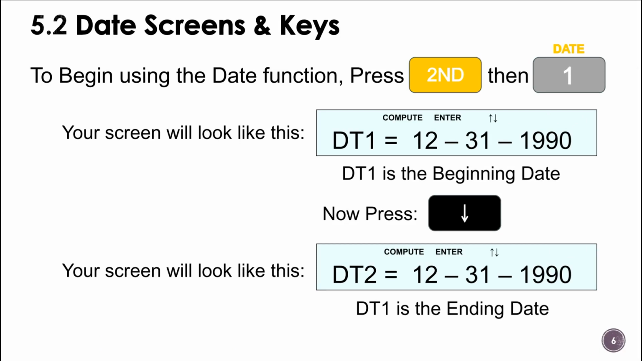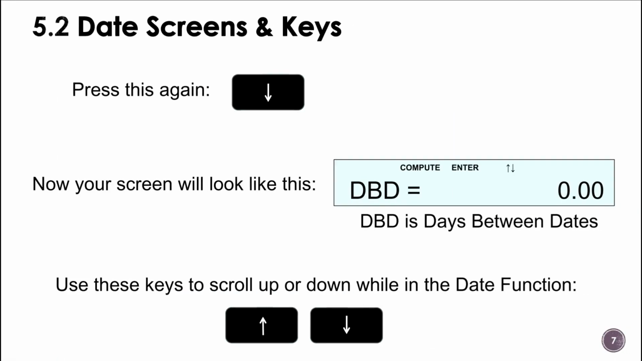All right, so when you've pushed second one, your screen will look like this, 12/31/1990. That's how it comes from the factory. If you press your down arrow key, then you will see the next screen. Notice it says DT2. So these are just places where we put our beginning and our ending date. When we press the down arrow key again, we're going to see the screen that says DBD. DBD means the days between the dates. So whatever dates we have put in for DT1 and DT2, then we can calculate the number of days between those dates, and we're going to use the date function in other ways also. When we're scrolling through anything in the date function, we'll use up and down arrows.